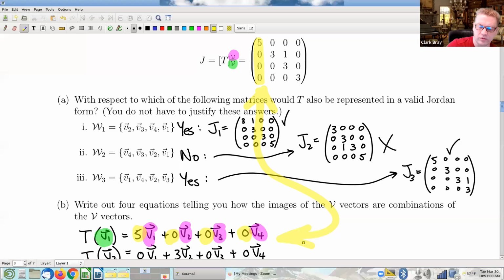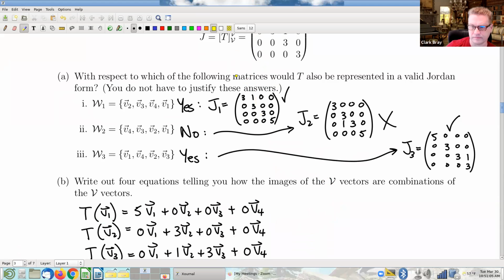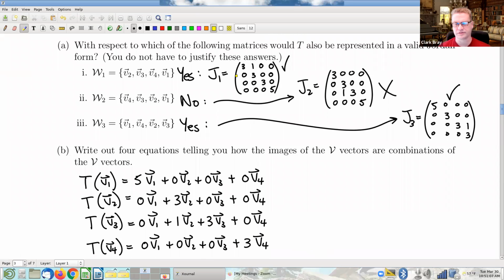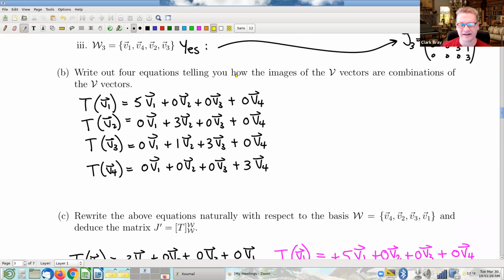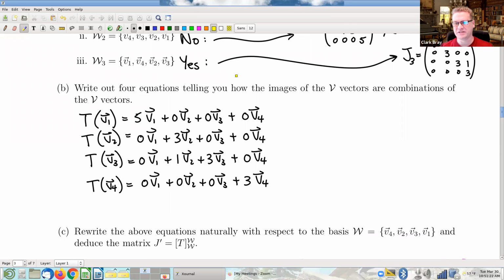So continuing likewise, we get these four equations. Okay, so this is just taking the matrix shorthand and reinterpreting that as algebra describing the linear transformation. Okay. All right. And now we get to something that's kind of where the meat happens. The question asks us to rewrite these same equations with respect to this other basis.